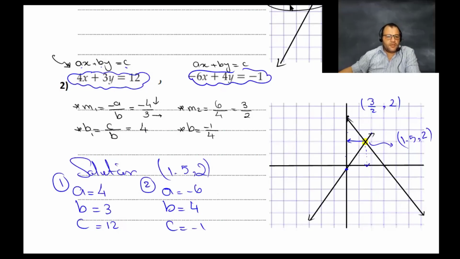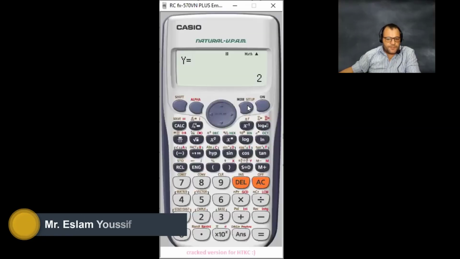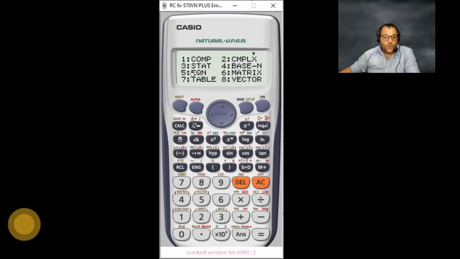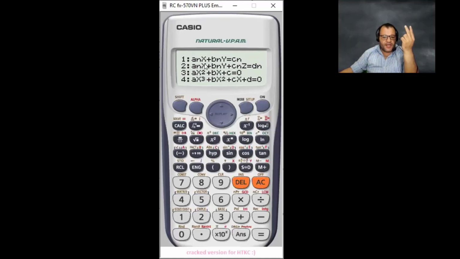Now with the calculator, the two equations that we have are of the first degree. Can you see the calculator now? Okay. We use mode 5 equation. If you use the same calculator, you will find that the equation is number 5. And we use 1. What is the meaning of 1? It means we have an equation of the first degree. Equation number 1 is the equation of the first degree in 2 variables.